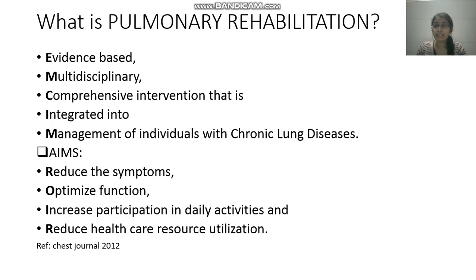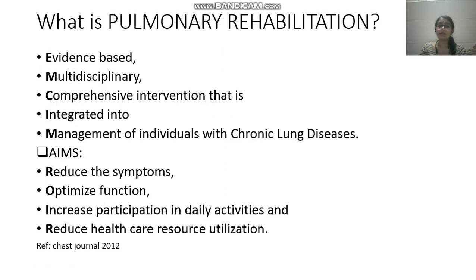What is pulmonary rehabilitation? Basically, this is the answer to your definition of pulmonary rehabilitation. I have taken this definition from the Chest Journal of 2012, and I have divided the definition into, you can see the highlighted first letters here, a type of mnemonic. This will help you to remember it in a better way.